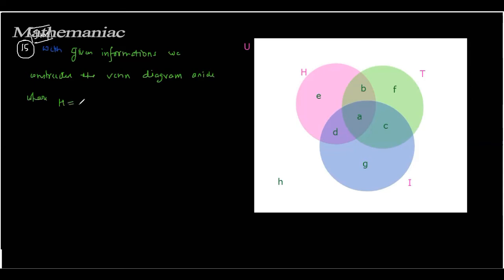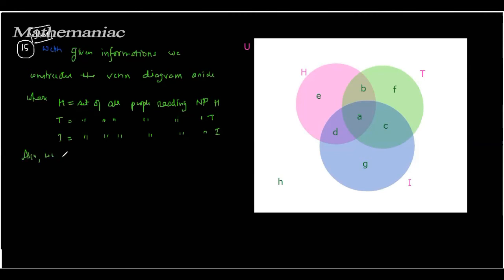H is the set of all people reading newspaper H. I'm writing NP for newspaper. Then T is the set of all people reading newspaper T, and I is the set of all people reading newspaper I. So this is what we did, right? Also, after that you have marked it, that also you have to write.